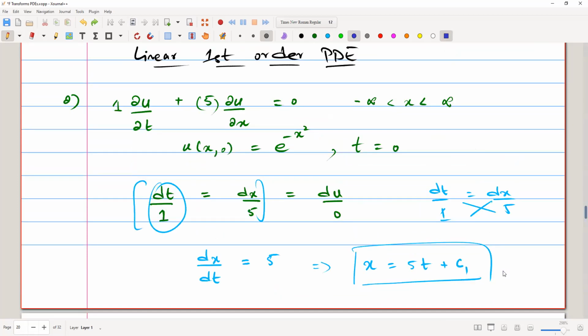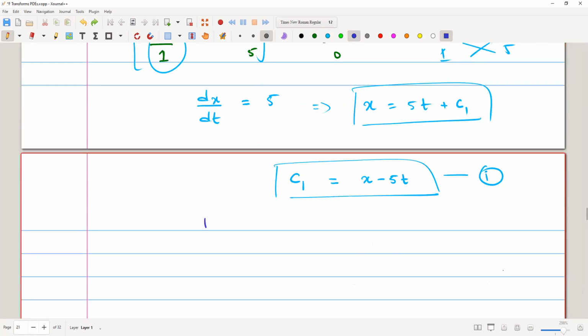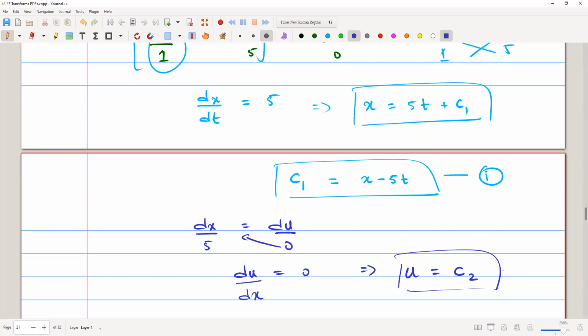So dx over 5 equals du over 0, which means that du is going to be 0, because when we multiply by the 0 here, we get du over dx equals 0. This implies that u equals some constant c2. When we integrate this equation, we get u equals c2.